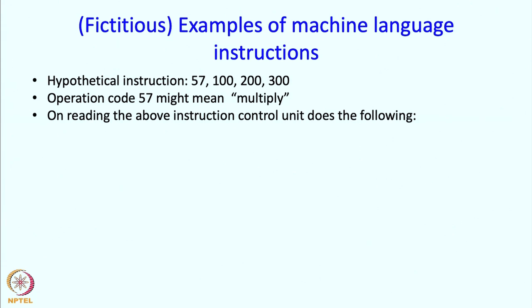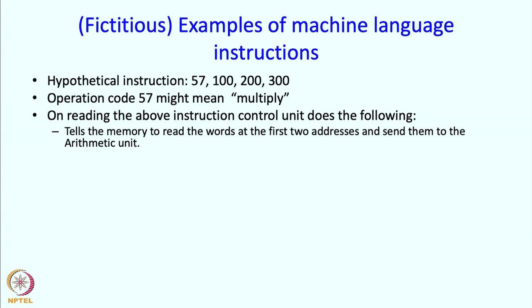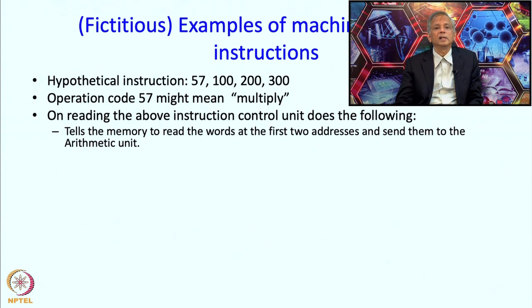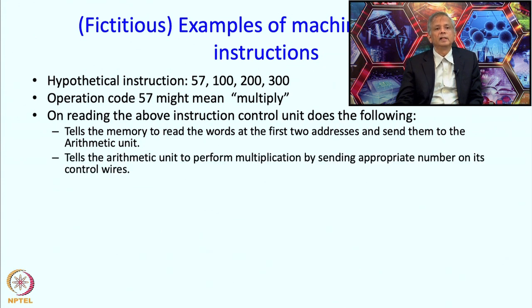Well, the control unit will tell the memory to read the words at the first two addresses and send them to the arithmetic unit, because what we said on the previous slide was that the words at addresses 100 and 200 need to be multiplied. Then the control unit has to tell the arithmetic unit to perform multiplication. For this, it has to send the appropriate number on the control wire of the arithmetic unit, which will cause the arithmetic unit to perform a multiplication.